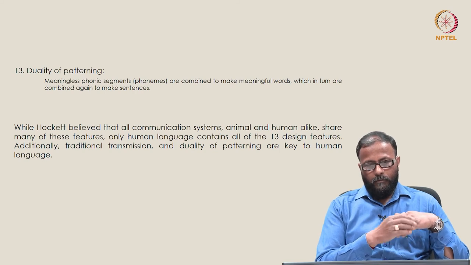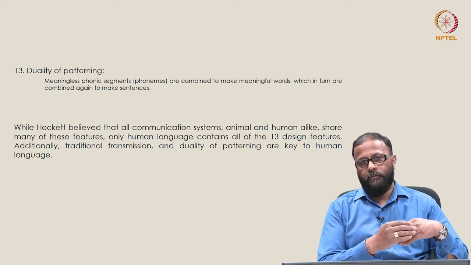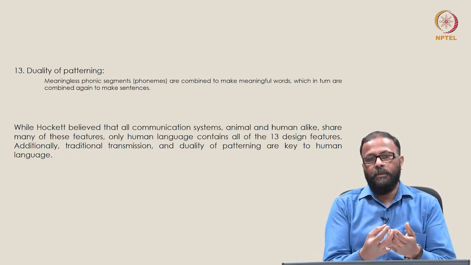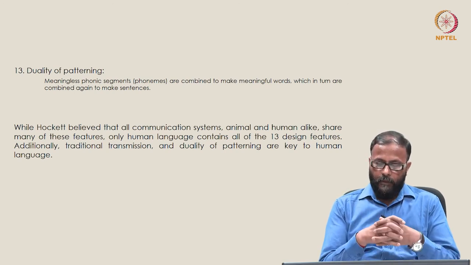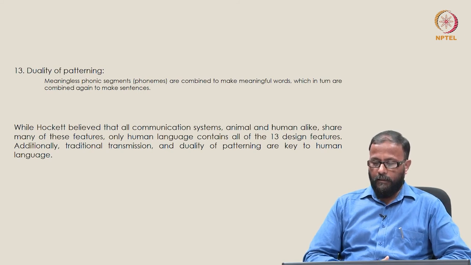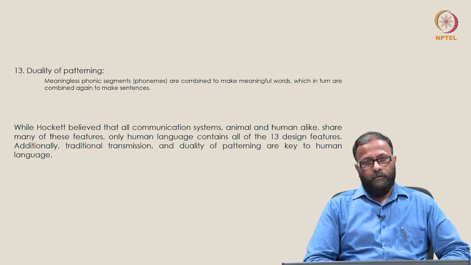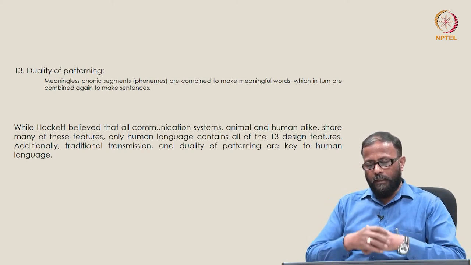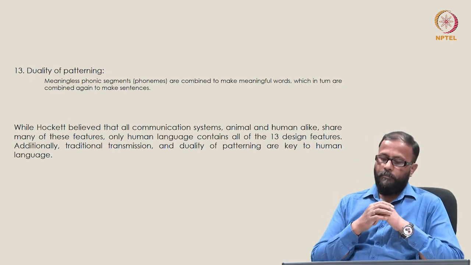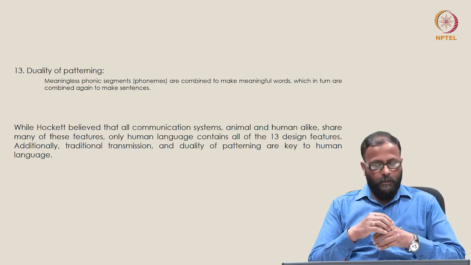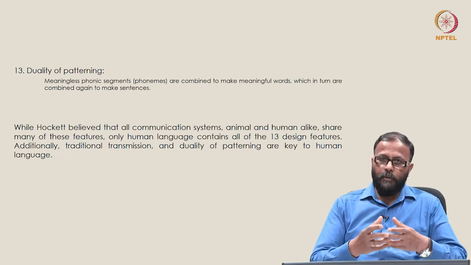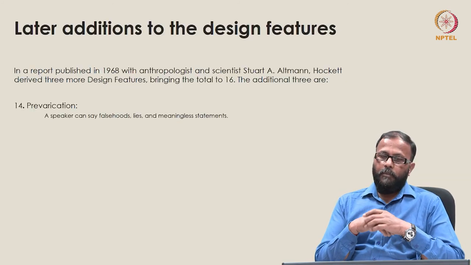So this ability of language to do so is known as duality of patterning, because the existing linguistic elements can be used and reused for different meanings and different purposes, right? So Hockett believed that among all communication systems, animal and human alike, they share many of these features, right? But only human language contains all the 13 design features, and additionally, traditional transmission and duality of patterning are the key to human language system.